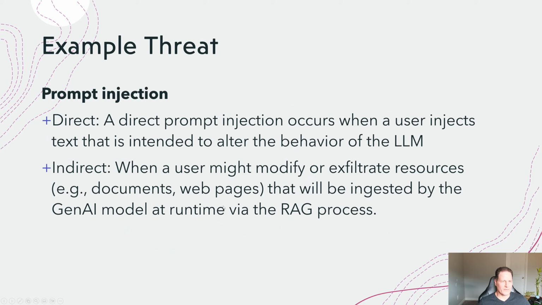So getting into an example of how this framework works, what we're going to look at is a simple but common attack, prompt injection. So there's two types. There's a direct prompt injection, when a user injects text that is intended to alter the behavior of the LLM. So, there's system prompts before the prompt that you actually place into the system that gives it a bit of a directive and narrows the scope of what the chatbot should respond with.